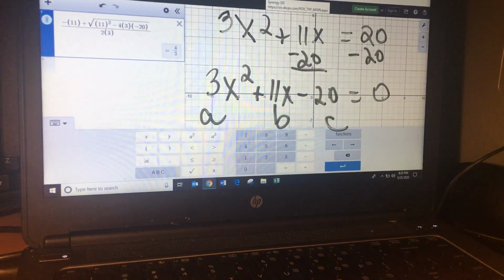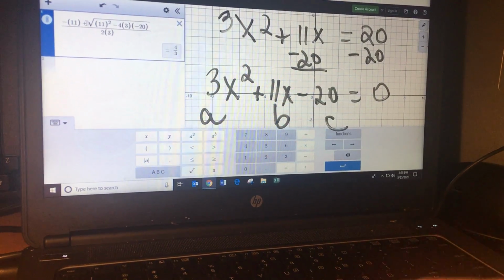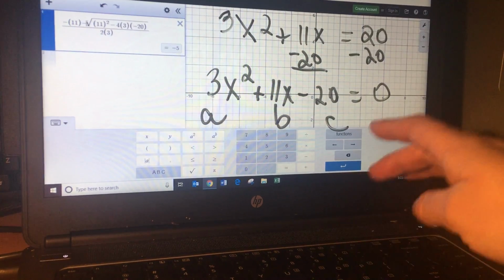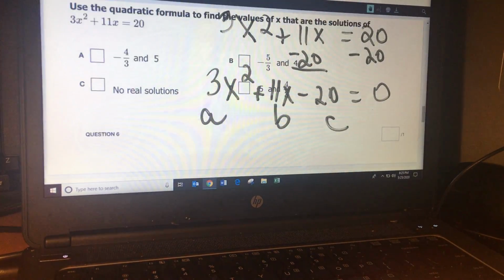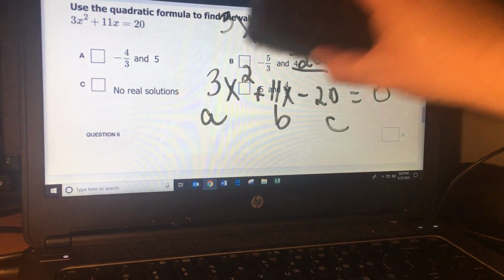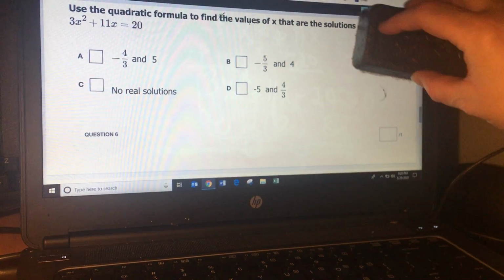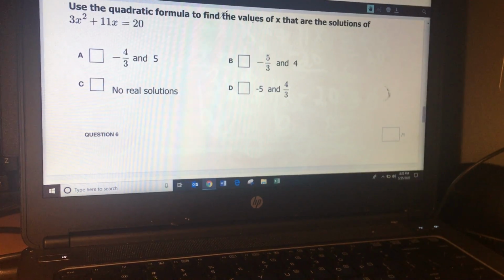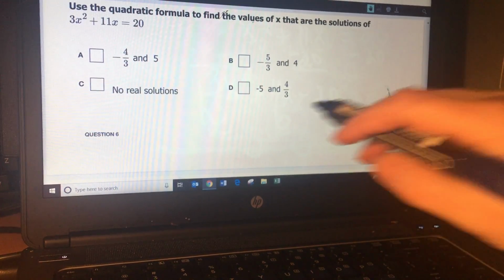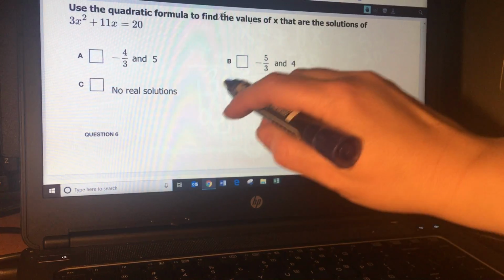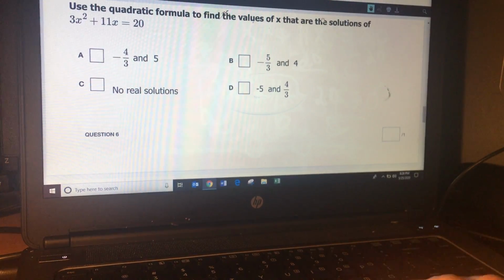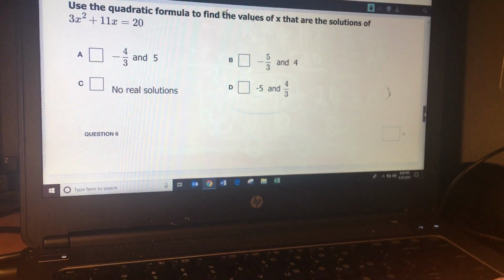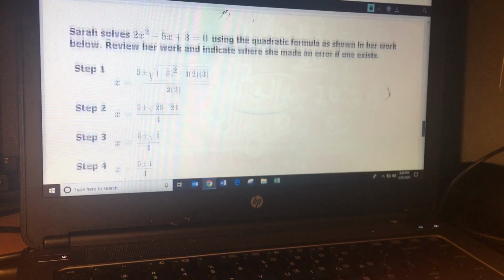So that's our plus. And don't forget the second answer. Put minus here. And you got negative 5. See that? So negative 5 and 4 over 3, which is answer choice D. Negative 5 and 4 over 3. See that? So D. Okay. Number 6. And that is our last question for this lesson.